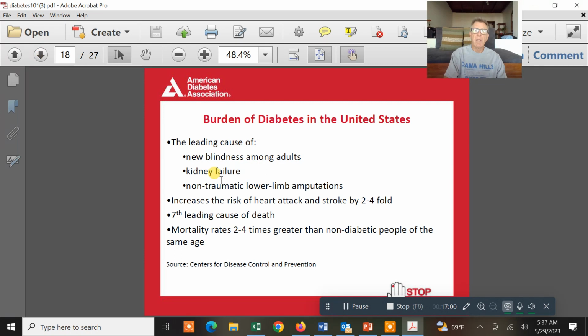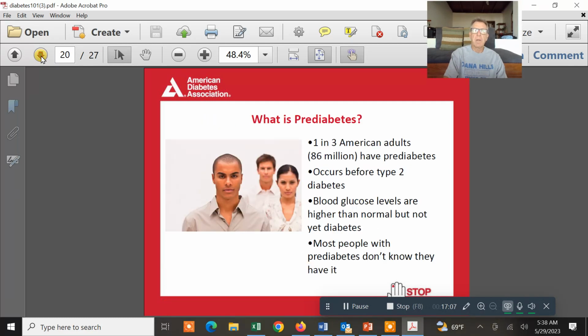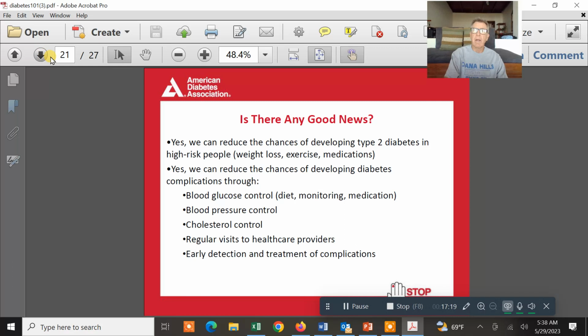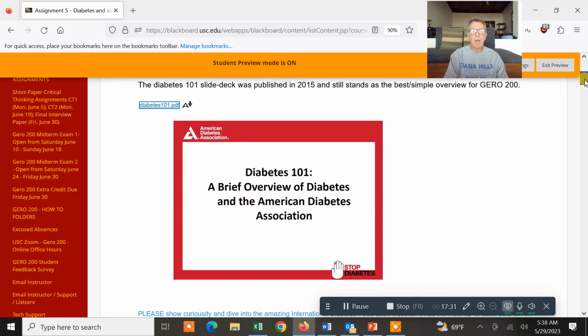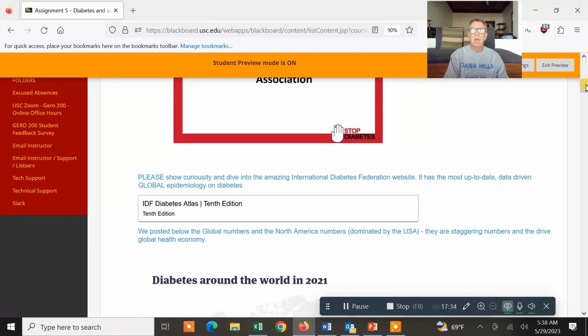It causes kidney failure, amputations, heart attacks, stroke. It's really a big deal. Okay, so prediabetes means that you're having trouble. Your blood glucose is diabetic at times, and it's really a shot over the bow that you need to get going and control your blood glucose, control your cholesterol, keep your heart disease at bay. Okay, very cool. So that's what that's all about. That's a quick overview.